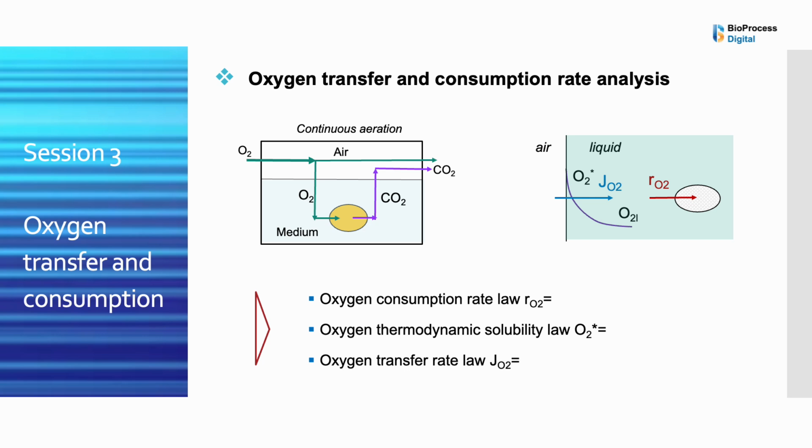In Session 3, you will explore the continuous aeration process in cell culture. You will analyze the kinetics of oxygen transfer, solubilization, and consumption within the bioreactor, as these are critical factors that often limit culture performance. You will also identify the rate law for oxygen consumption by cells, the thermodynamic law governing oxygen solubility in the medium, and the kinetic law of oxygen transfer from the air phase to the liquid medium.